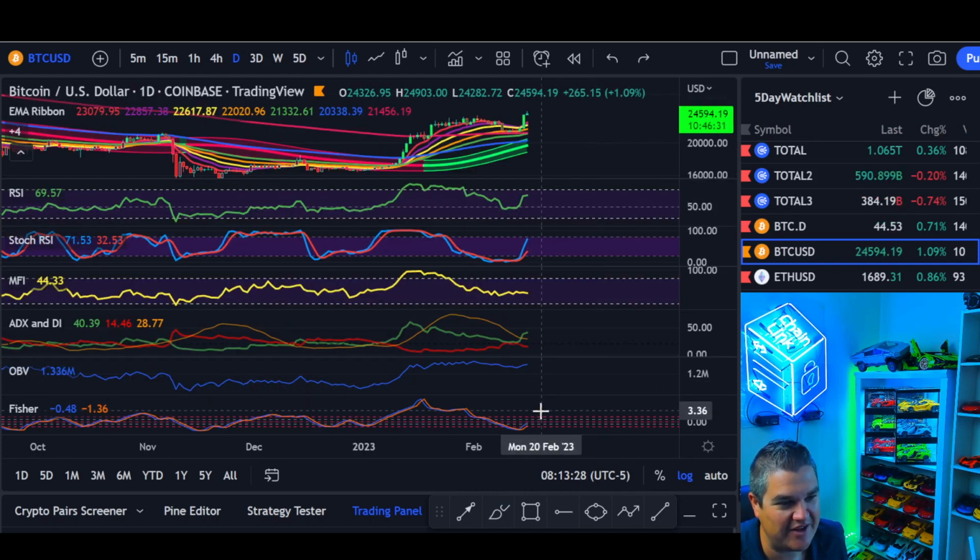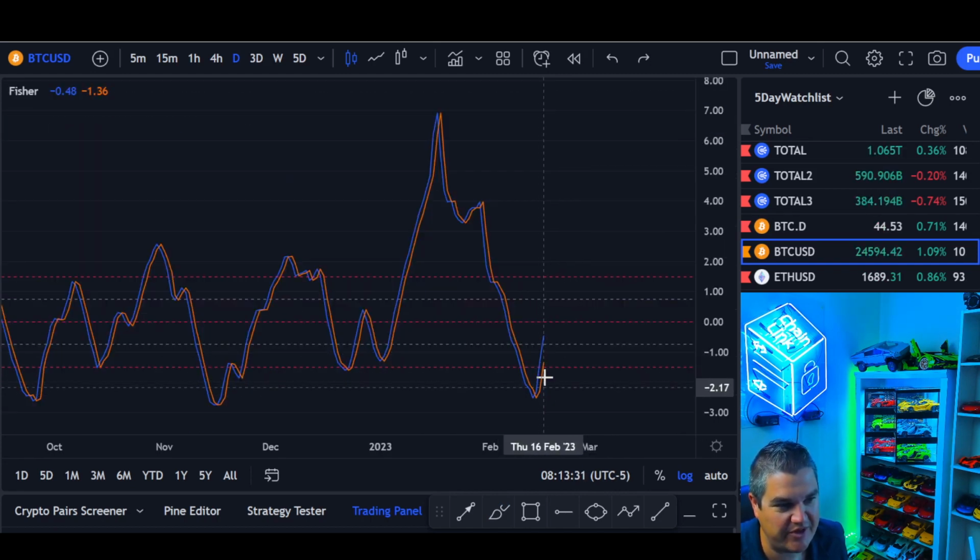Let's look at another key point, the Fisher transform. We looked at this yesterday. Now we're running parallel on the daily chart. Looking good. A bounce. We want to see how high we can get to.